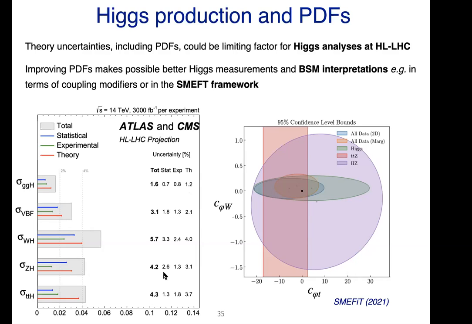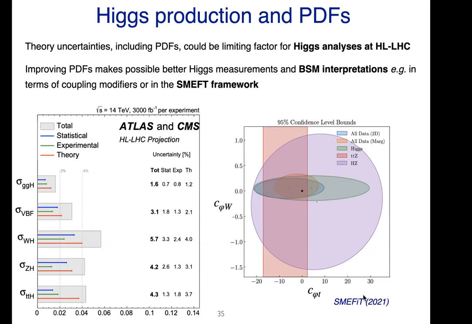And this means also better BSM interpretations, because you can interpret these measurements in the framework of, say, modified couplings. And if your theory in the SM is insufficient, the bounds will be looser, but also in the SMEFT. So now there are various groups that interpret data from the LHC in the context of the SM effective field theory, such as this one, which I was involved in.